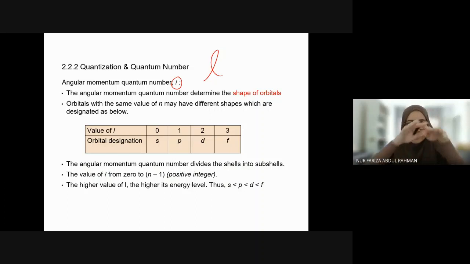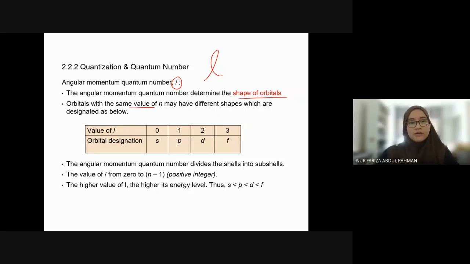The energy level, the boundaries. If n is equal to 1, that means we have this distance, the furthest the orbital can be from the nucleus. And then l, how about l? l represents the shape of the orbital. The orbital itself has its own shape. Orbitals with the same values of n may have different shapes, which are designated as below. They may have the same value of n but with different shapes.